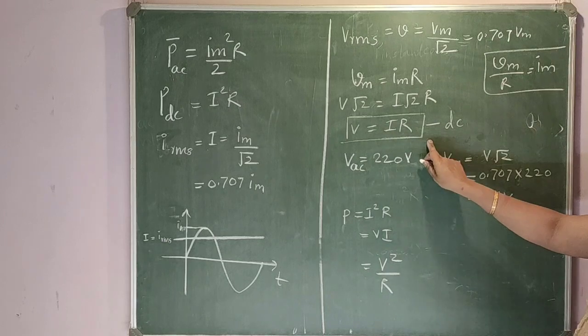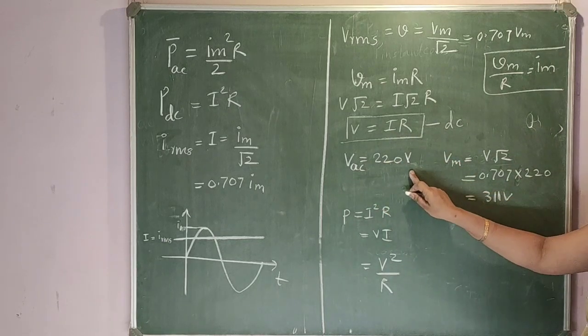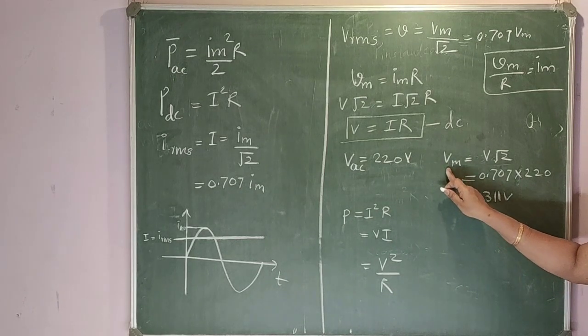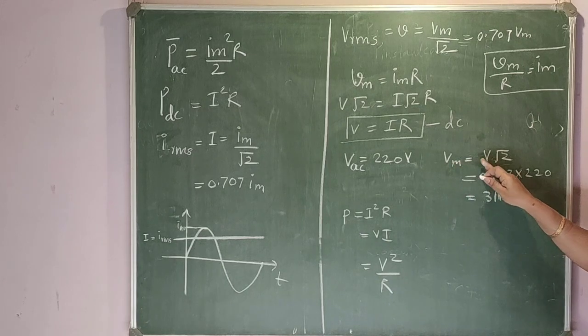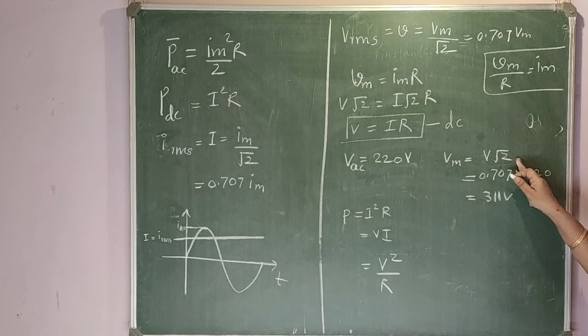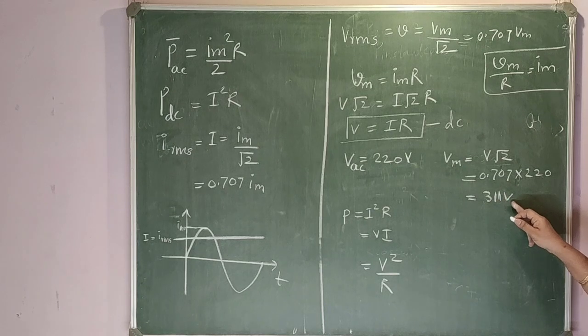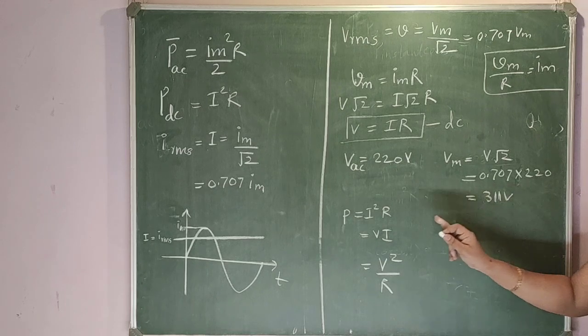V equal to IR. In our house, we have AC voltage of 220 volt. What is the peak amplitude of that voltage? The peak amplitude of that voltage is obtained by V maximum equal to V root 2, that is 1.414 into 220, or 220 divided by 0.707. You will get 311 volt. That is the peak magnitude of the voltage which we receive at our home.